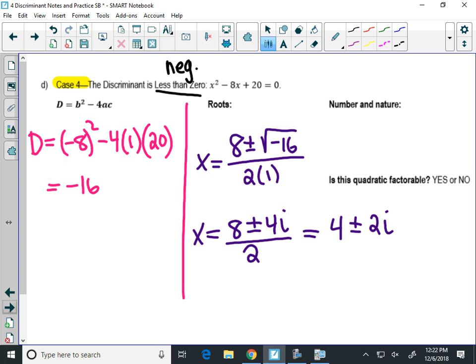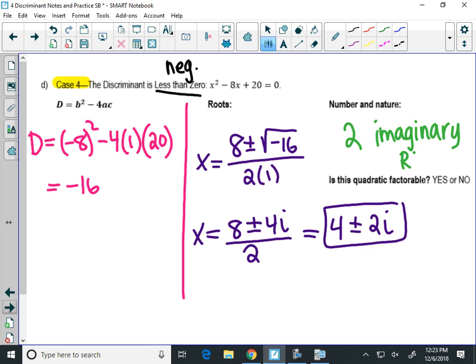Those are the roots. Now, how many roots are there? 2 of them. Right, there are 2 roots, 4 plus 2i and 4 minus 2i. And what kind of roots are there? Imaginary. So you have 2 imaginary roots. Okay? And can you factor a quadratic that has imaginary roots? No. Okay. So back from your paper, those rules, that's what you need to know for your quiz. Right? If you calculate a discriminant that's negative, you need to immediately be able to tell me, oh, that's going to have 2 imaginary roots.